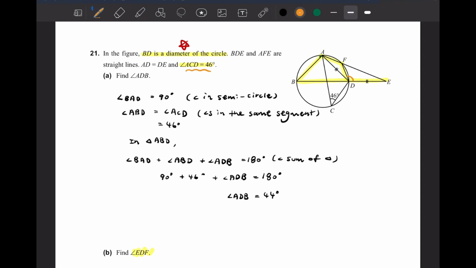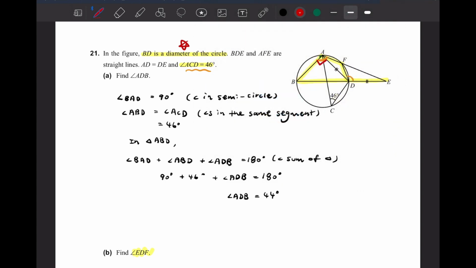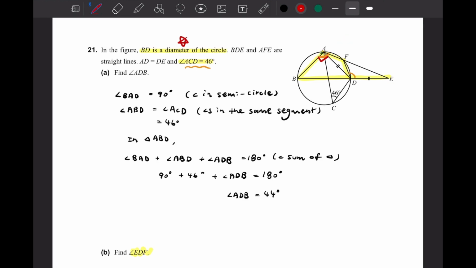EDF is actually the exterior angle of your cyclic quadrilateral. And then you know that if we want to find that, we will have to find the interior opposite angle, which is this one here. Okay, so this one here, we do not know what is the answer, but we know part of it because just now we proved that this one is 90 degrees. So therefore, we have to find this angle here. So what is this angle here? DAE. How do we find it?